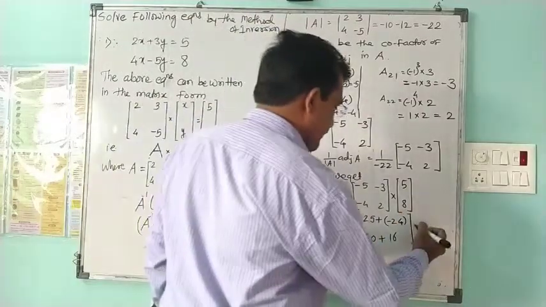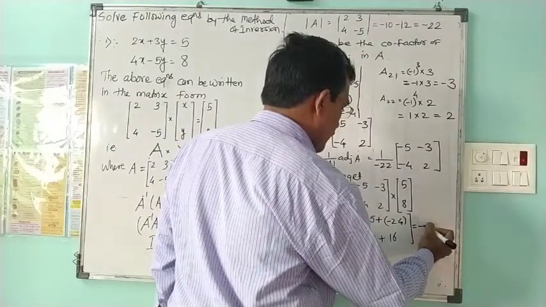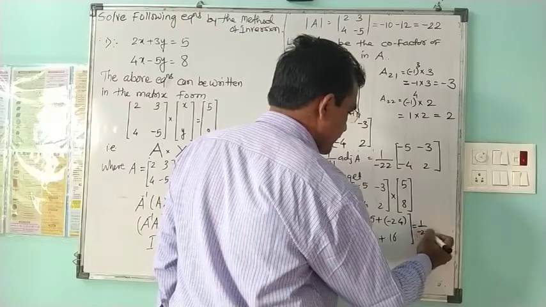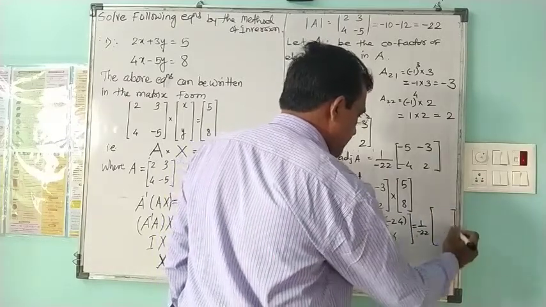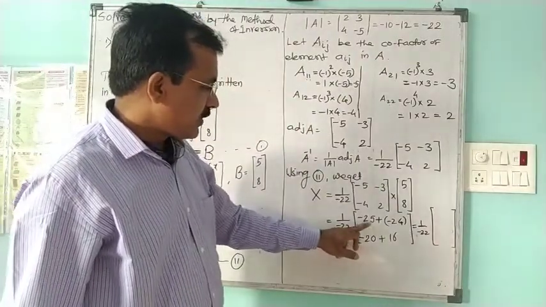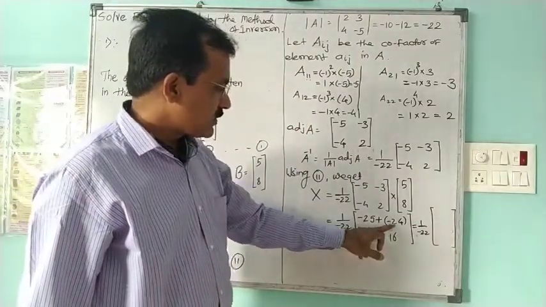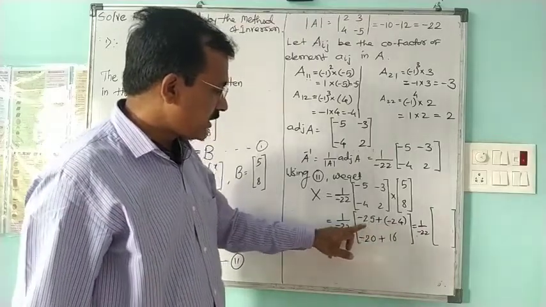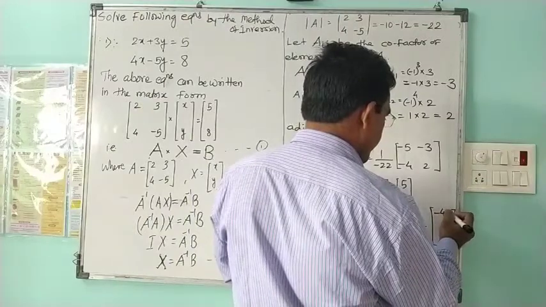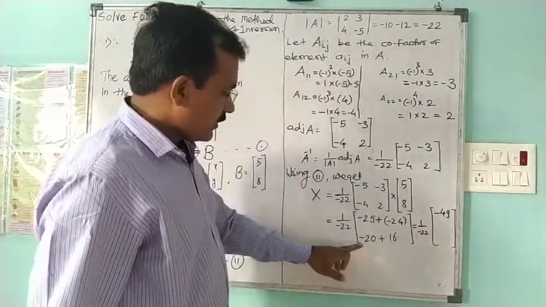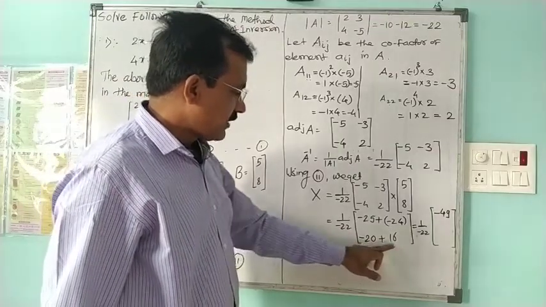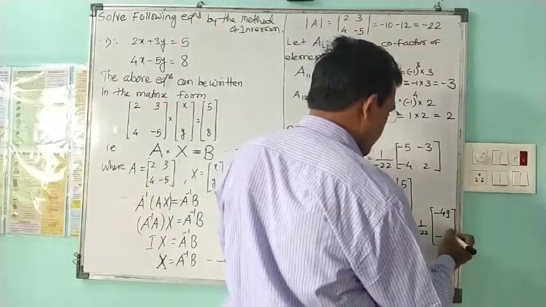So what we have is 1 upon minus 22 with the matrix minus 25 and minus 24. This gives us their addition as minus 49, and minus 20 plus 16. This subtraction will give us the value minus 4.